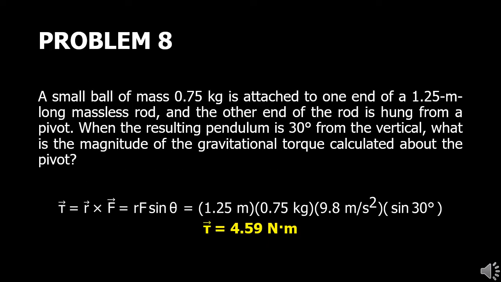A small ball of mass 0.75 kilograms is attached to one end of a 1.25 meters long massless rod, and the other end of the rod is hung from a pivot. So when the resulting pendulum is 30 degrees from the vertical, what is the magnitude of the gravitational torque calculated about the pivot?